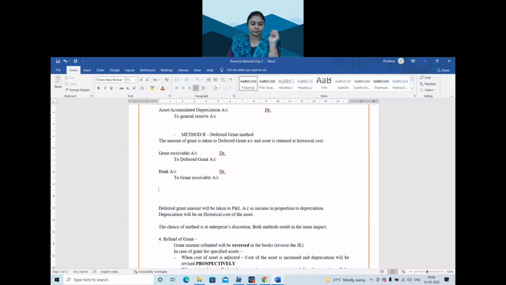Right? Here it is the period which is relevant, not the method of depreciation. The depreciation can be SLM, WDV, whatever it is. But the useful life of the asset is what is going to be relevant.